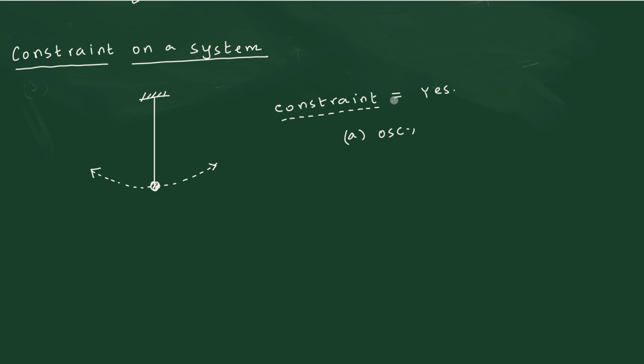First, let me tell you what is meant by no constraint. No constraint means you take a butterfly. The butterfly is flying in space. Are you putting any constraint? No.